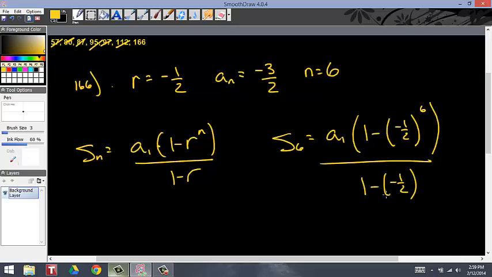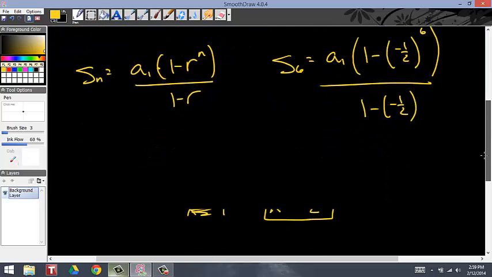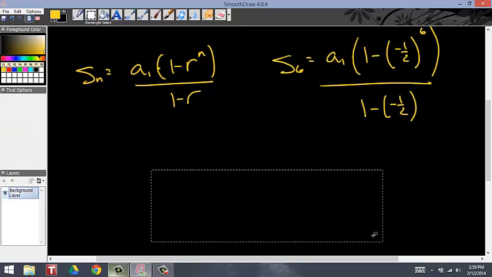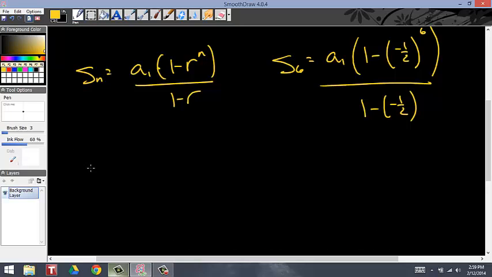What are we missing here? A sub 1. How can we find A sub 1? We've done problems like this in the arithmetic, but we haven't done it in the geometric. Matthew? Use the sequence formula for geometric sequence. So now we're going to say A sub n equals A sub 1 times r to the n minus 1.